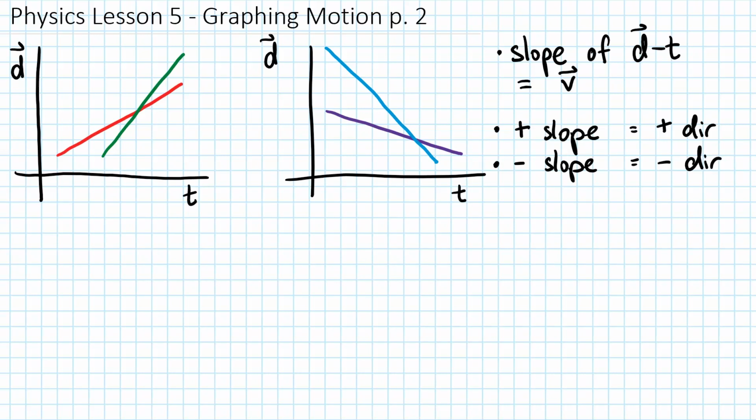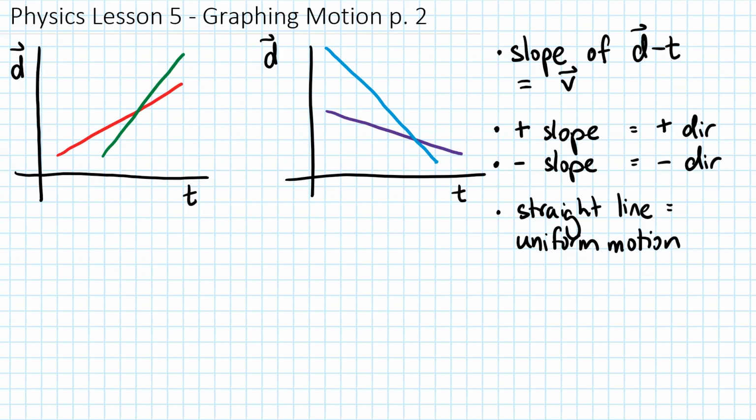All four lines that I've drawn are straight. Remember that a straight line on a position time graph means your velocity is not changing. Why? Because in a straight line, the slope never changes. If the slope never changes, that means the velocity never changes. So a straight line is an indicator of uniform motion, or a velocity that's not changing.